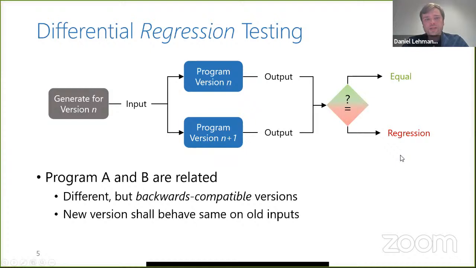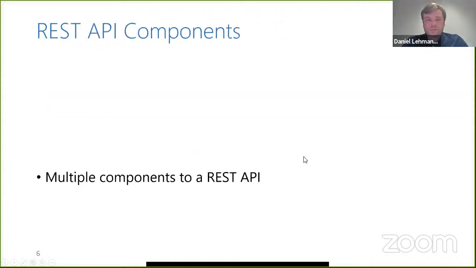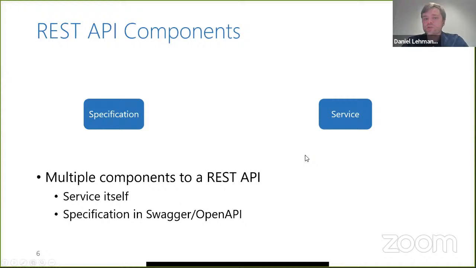Now, before I explain how we apply this idea to REST APIs, I want to highlight a crucial difference between regular programs and REST APIs. A regular program has a single software component or a single update that's happening. So the program goes from version n to n+1. But for REST APIs, we actually have two software components. The first one is the service itself, but the second one is a specification of the service.